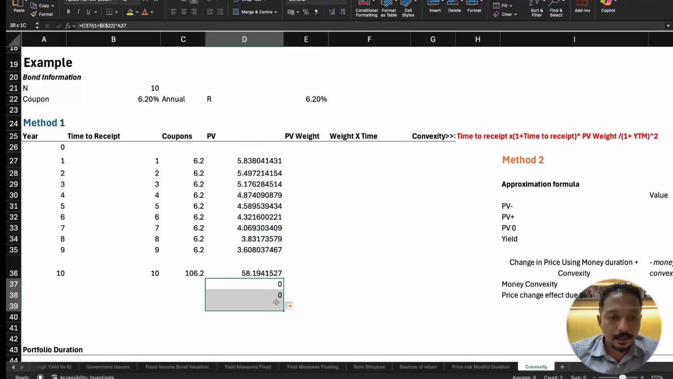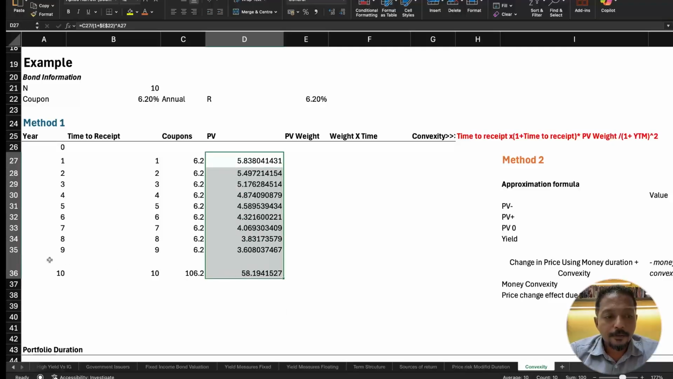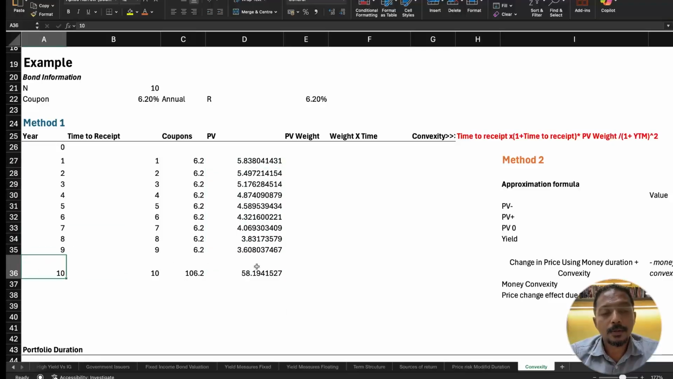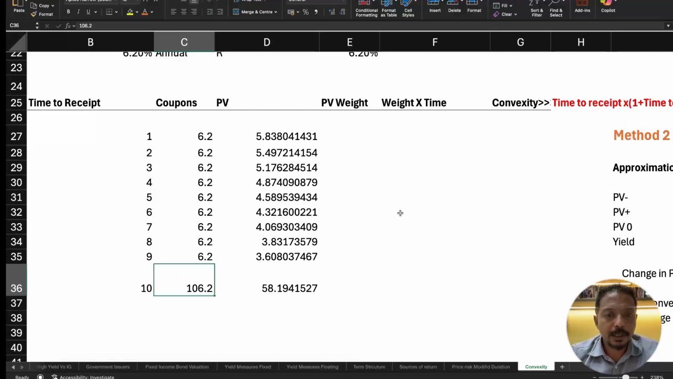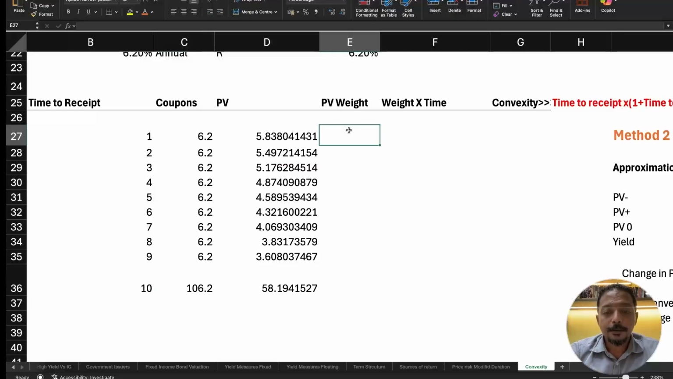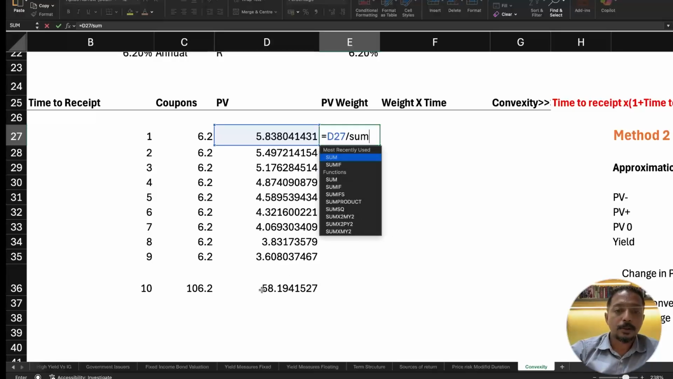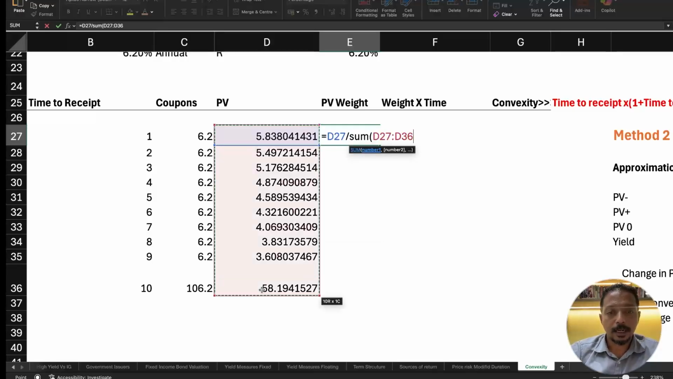And this is basically my present value of all the cash flows, including the final 10th period cash flow, which is the coupon plus the par value, or the face value of the bond, or the principal which we get in return. Now what we do is we find the weight of each of these present values over the total present value. The total present value is obviously 100. So I'm going to sum this up together, so that is the total present value.